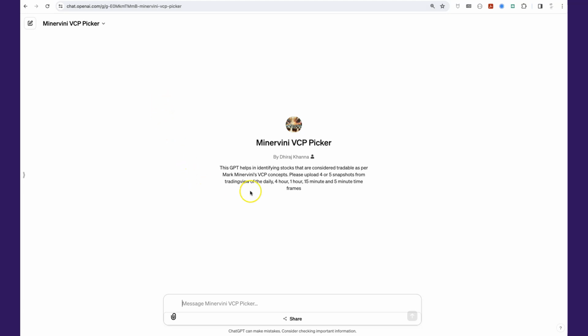What this does is that you just need to upload 4 or 5 snapshots from TradingView of the daily, 4-hour, 1-hour, 15 or 5-minute time frames. It depends on you, but I like to provide all these different time frames. Then this GPT gives you a confidence score, which tells you how confident it is of recommending the trade to you, or recommending buying that particular stock or script.